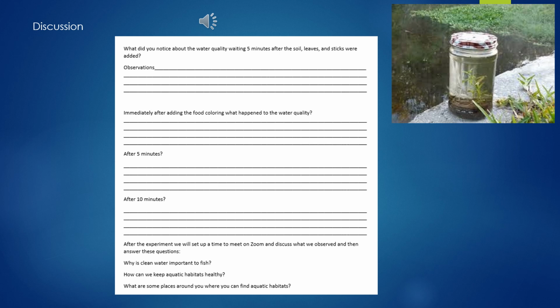Once we log on to Zoom, there are a couple other questions that we're going to focus on. I want you to think about, why is clean water important to fish? What can we do to keep aquatic habitats healthy? And then I want you to brainstorm, what are some of the places around you where you can find aquatic habitats? Okay, we will see you online for a discussion group in about 30 minutes.